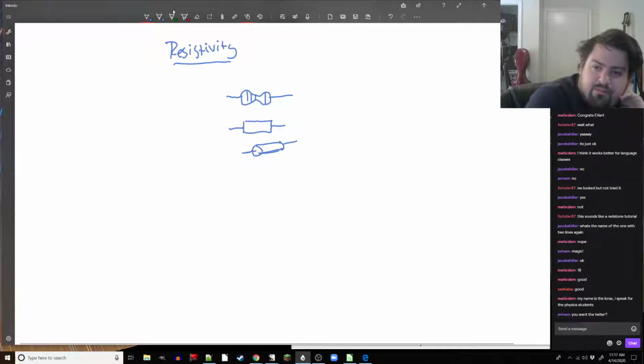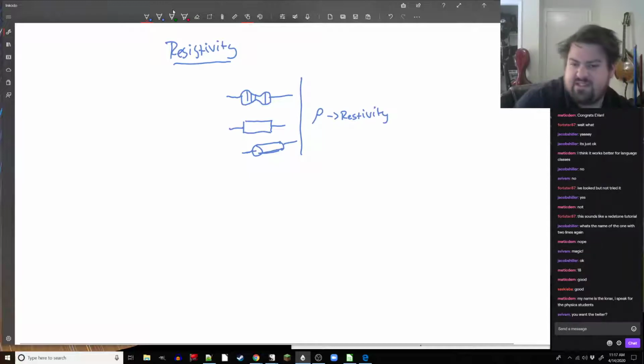And that property of the material itself, which is not like the specific object, just due to the material, we call resistivity. And the variable for that is a rho, a Greek rho, which looks kind of like a curvy P. So resistivity is just a property of the material. I'm trying to think of an analogy of something we've seen before.